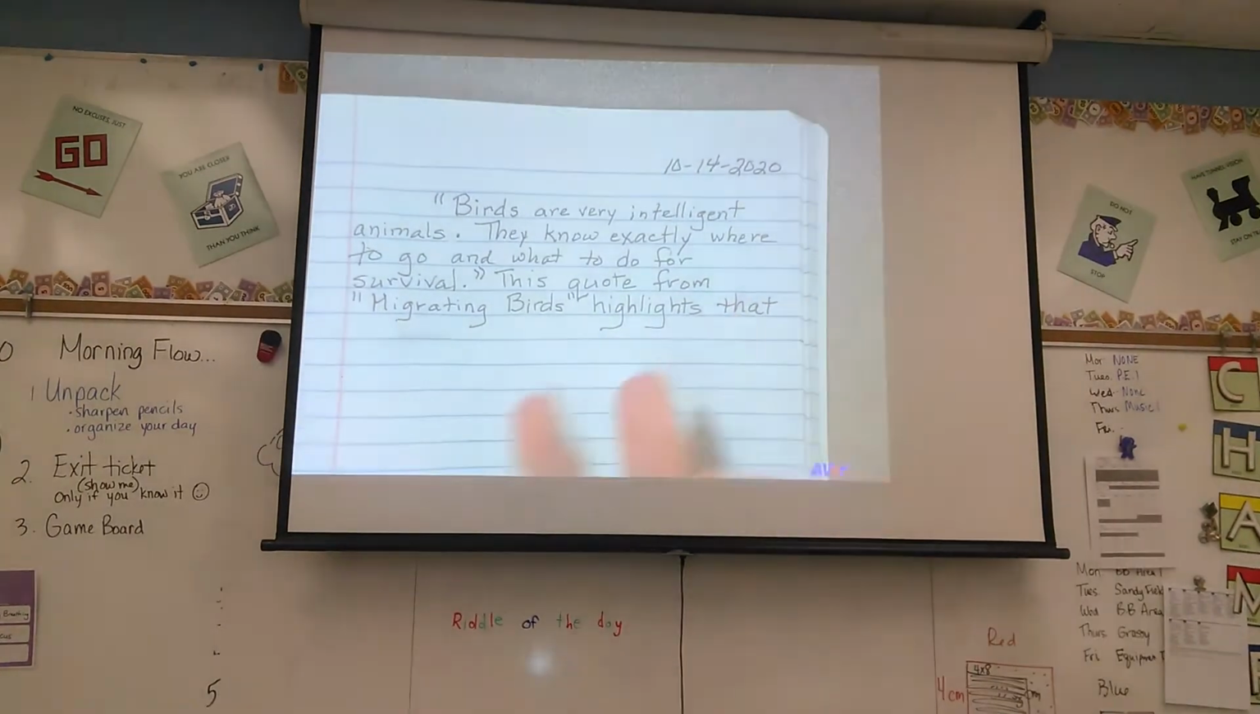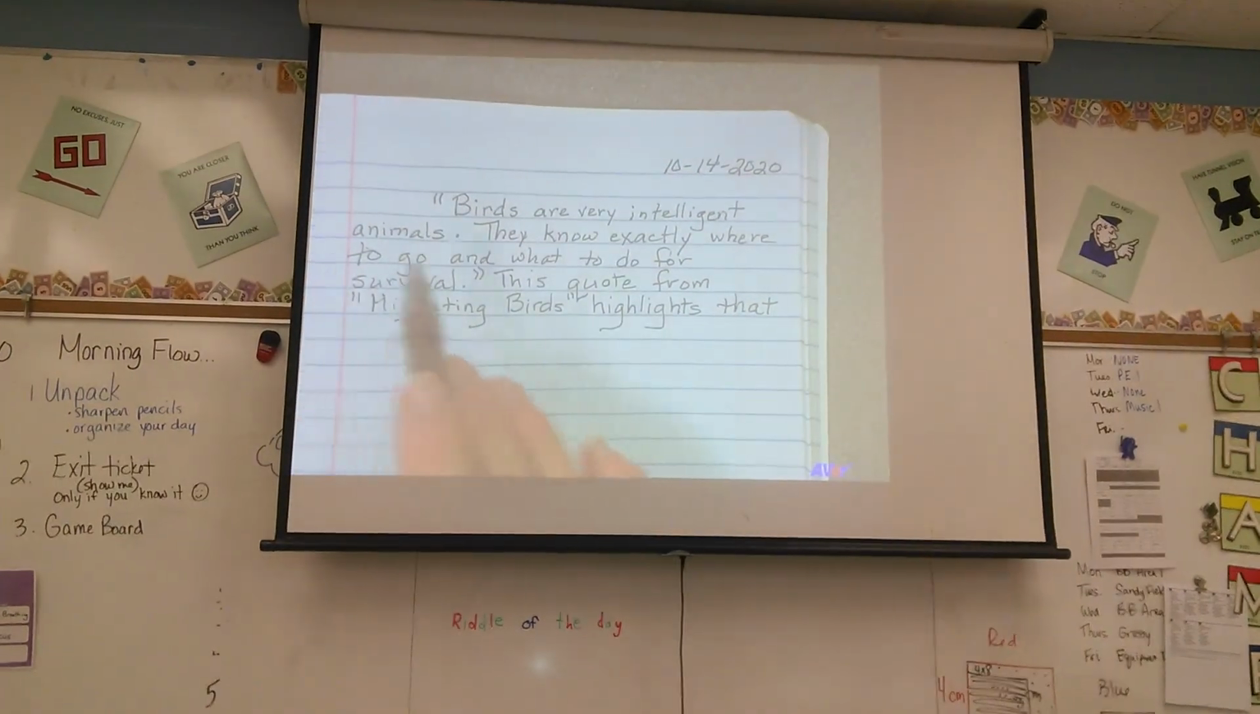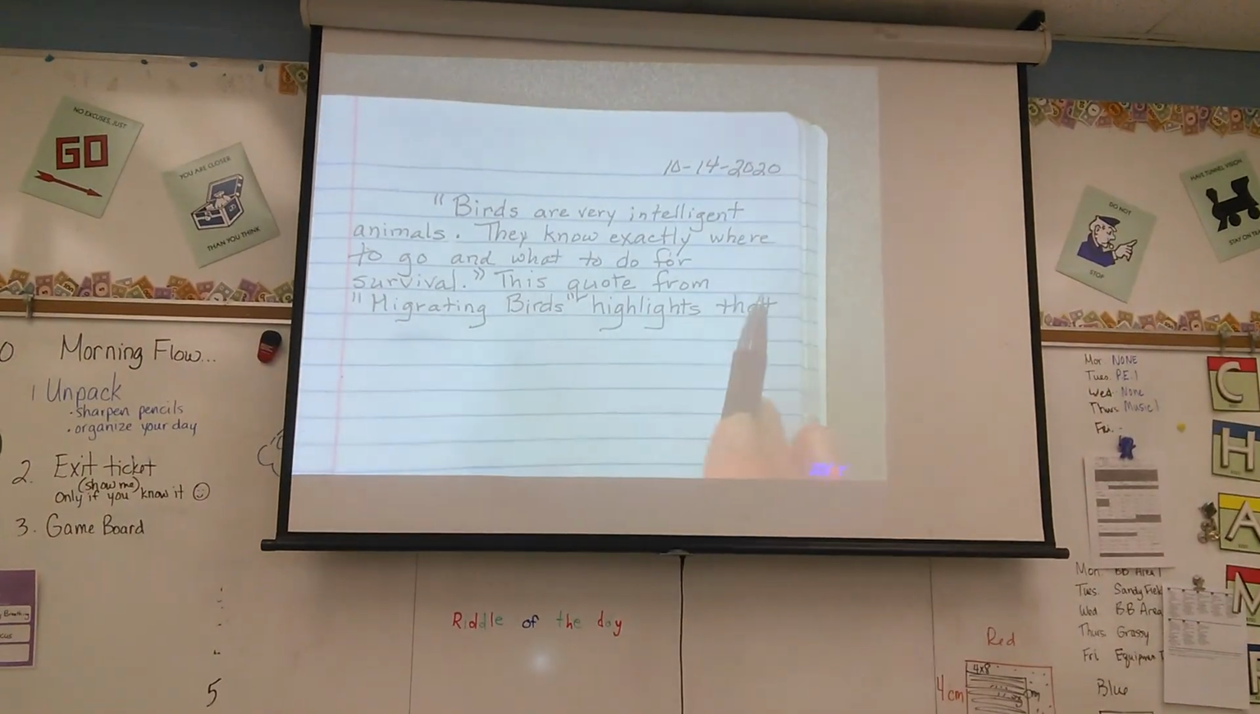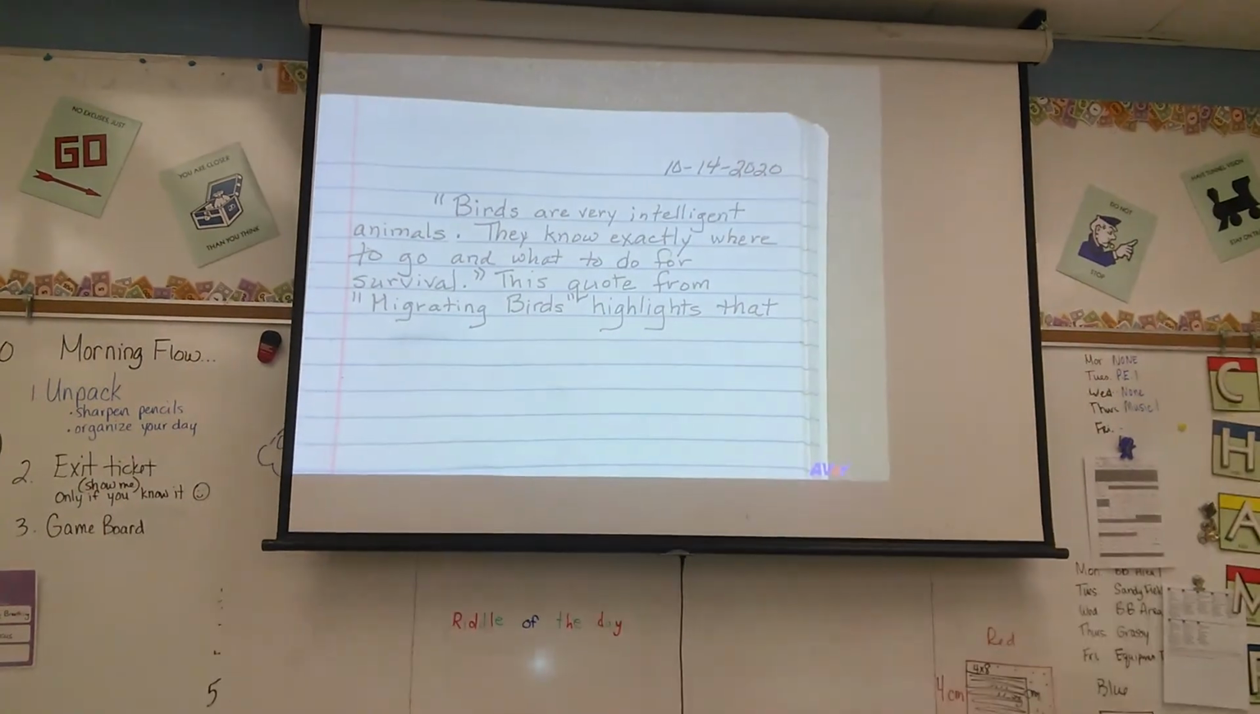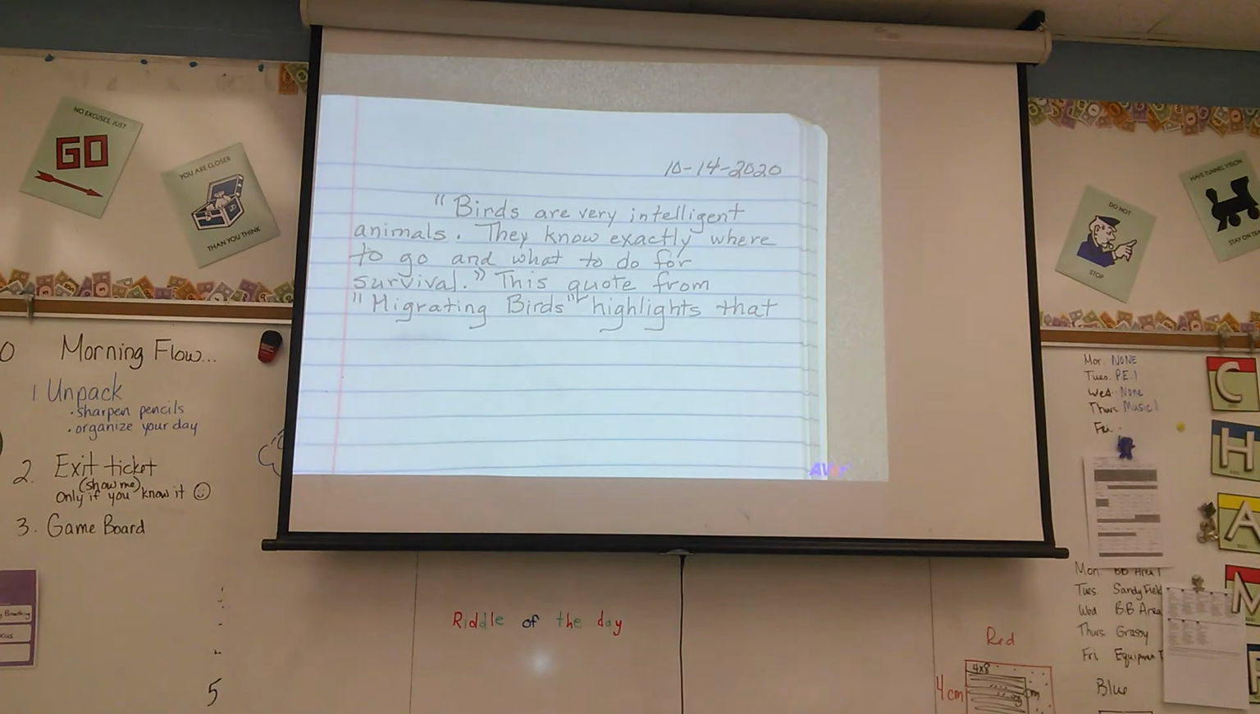Now, I'm going to make a statement, but I don't want to just repeat what is in this quote. I don't want to say this quote from Migrating Birds highlights that birds are very intelligent, right? Because I'm just repeating what's in the quote. I don't want to do that.